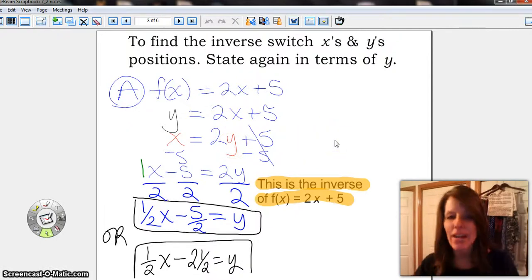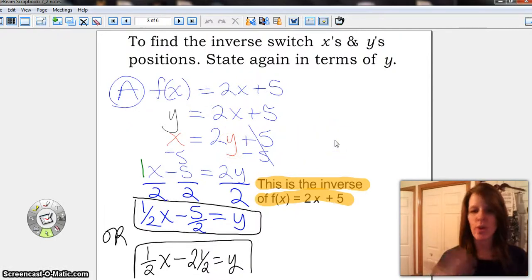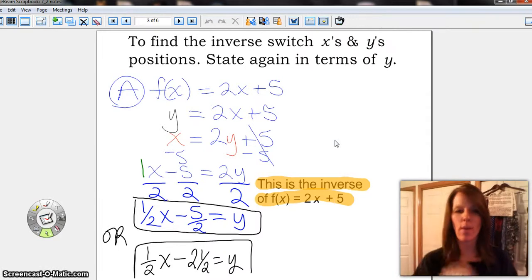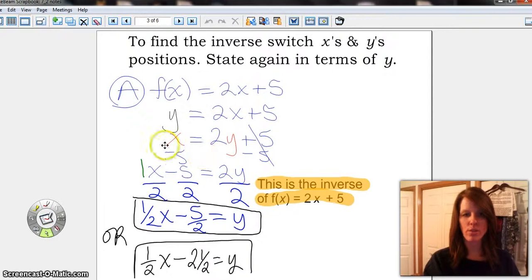And we always state a function as y equals, so let's just get y by itself. So you go about solving. This is something you have done before. So move the 5, solve for y, and just simplify everything. And so we have y equals 1/2 x minus 5/2. And if you want to, you can put this as 2.5. So the inverse of 2x plus 5 is 1/2 x minus 2.5. And so that is the inverse.